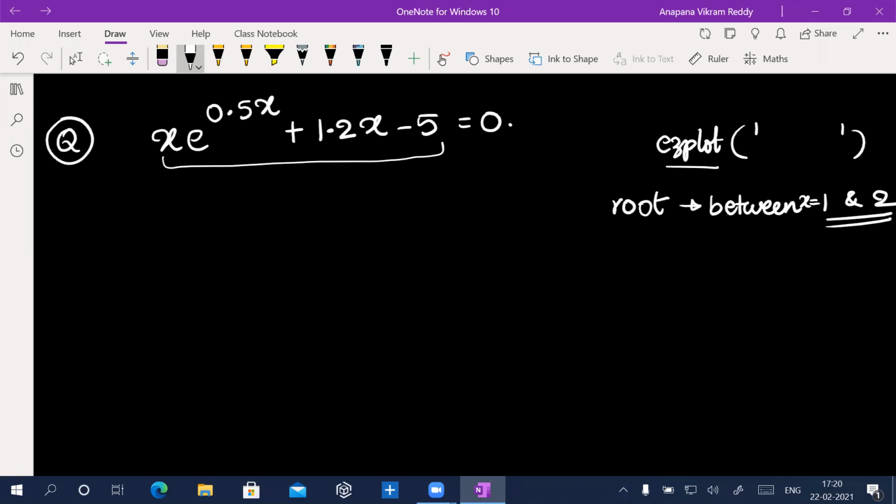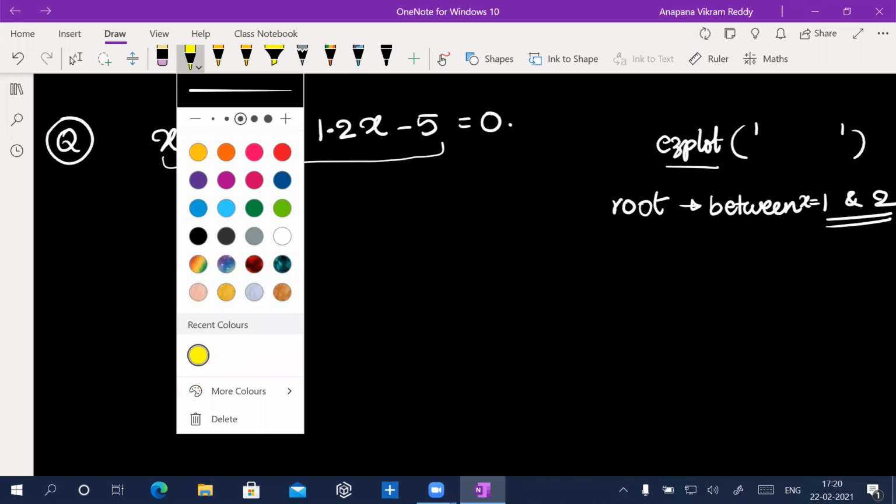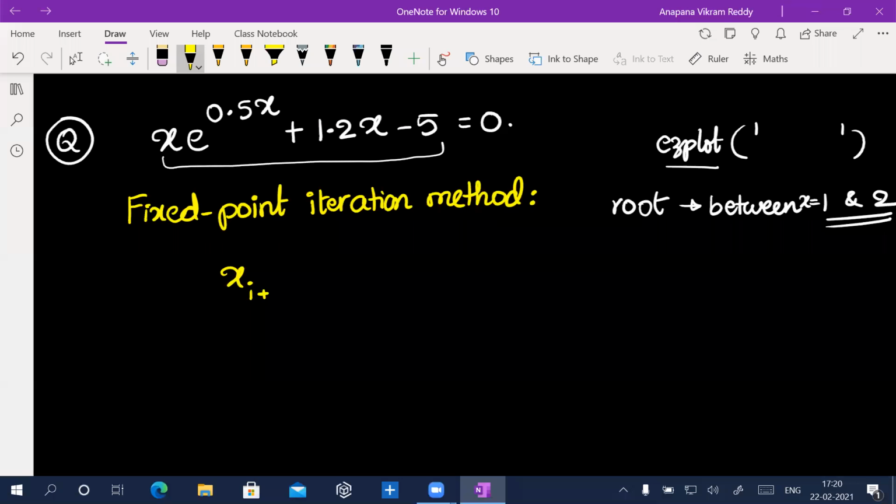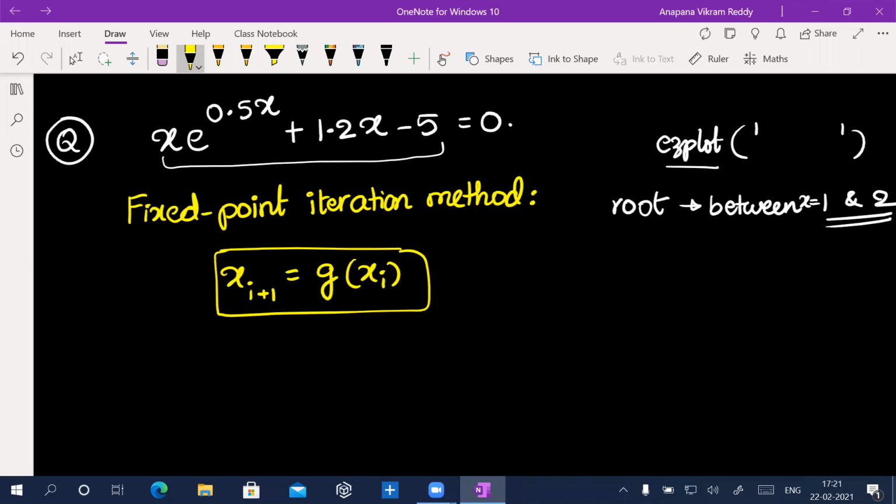Anyways, my intention here is to use the fixed point iteration method to find the root of this equation. To use this, I have the iteration x i plus 1 equal to g of x i. Now what is my goal? My goal is to construct, from whatever equation I have, a modified form like this. So I will take case 1.